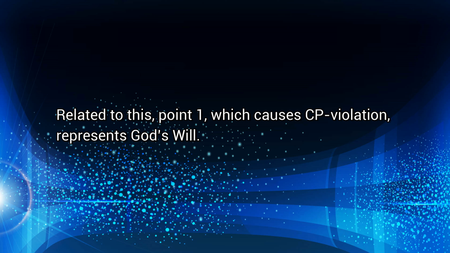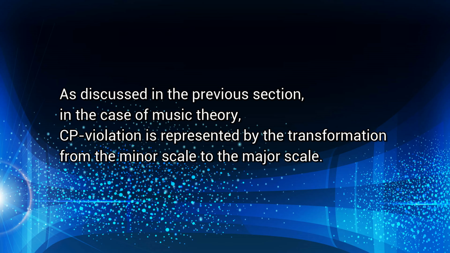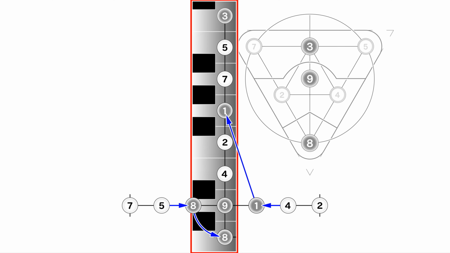Related to this, point 1, which causes CP violation, represents God's will. As discussed in the previous section, in the case of music theory, CP violation is represented by the transformation from the minor scale to the major scale. This transformation will further be analyzed in this chapter.